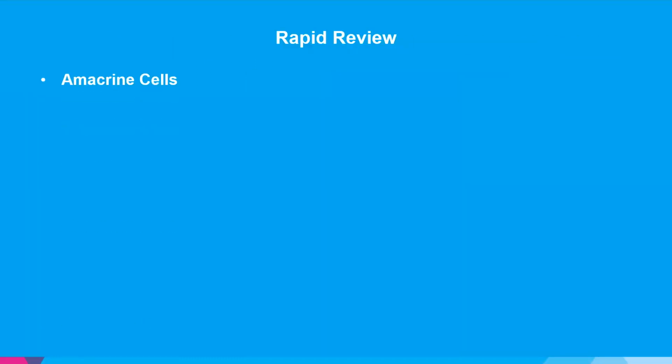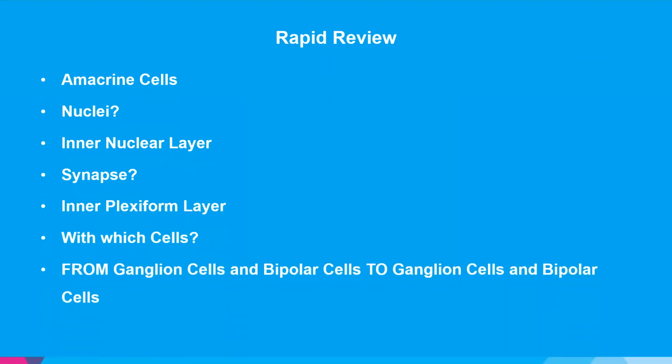Okay. Amacrine cells, where are their nuclei? In the inner nuclear layer. Who do they synapse with? Give me their friends and where. They synapse with ganglion cells in the inner plexiform layer, and also bipolar cells, I always say. Bipolar cells are involved in both, right? They're just in there, but yes, exactly.